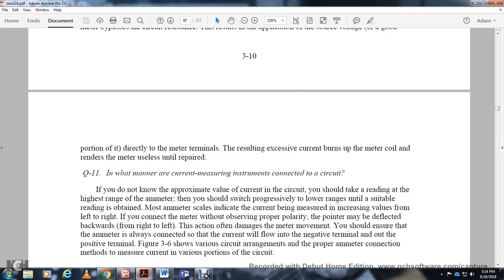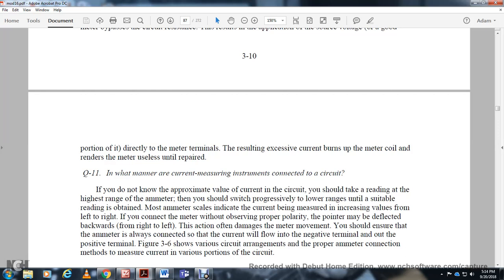If you do not know the approximate current of the circuit, you should take the first reading on the highest range of the ammeter, then progressively switch to lower ranges until a suitable reading is obtained. The meter movement should indicate the current being measured with the pointer increasing from left to right. If the polarity is incorrect, the pointer may deflect backwards, from right to left, which could damage the meter movement. You should ensure the ammeter is connected so current flows into the negative terminal and out of the positive terminal.